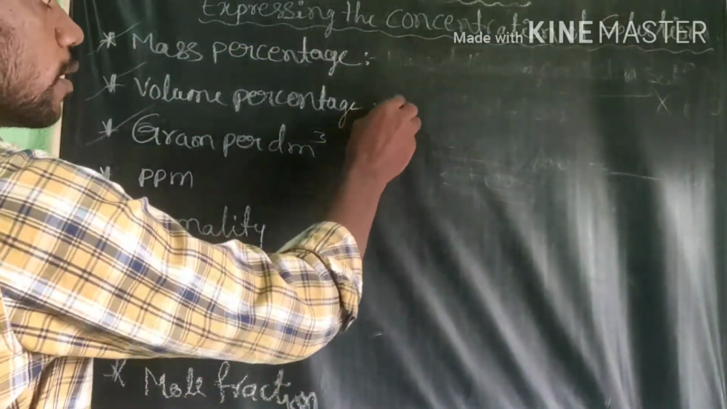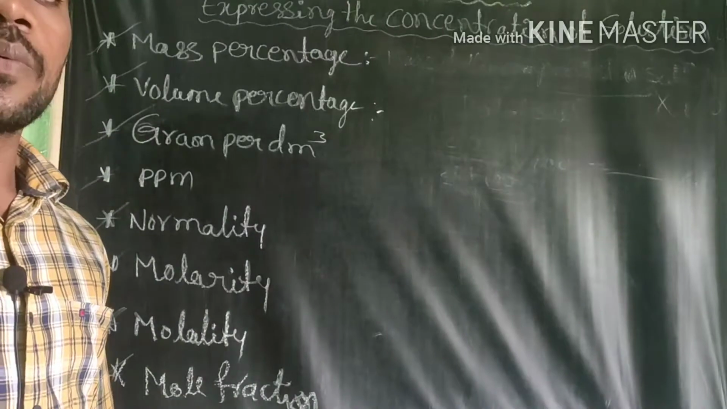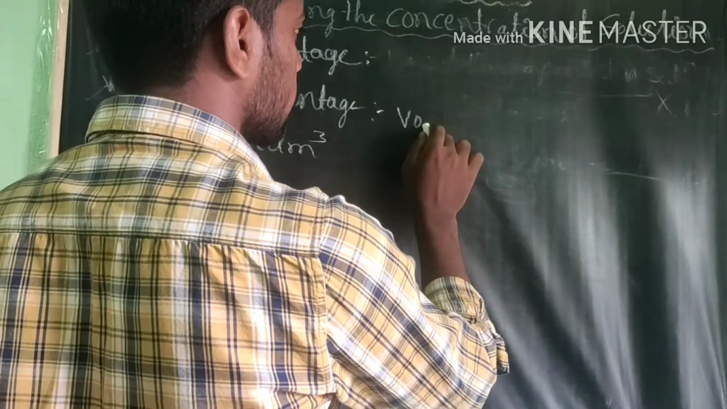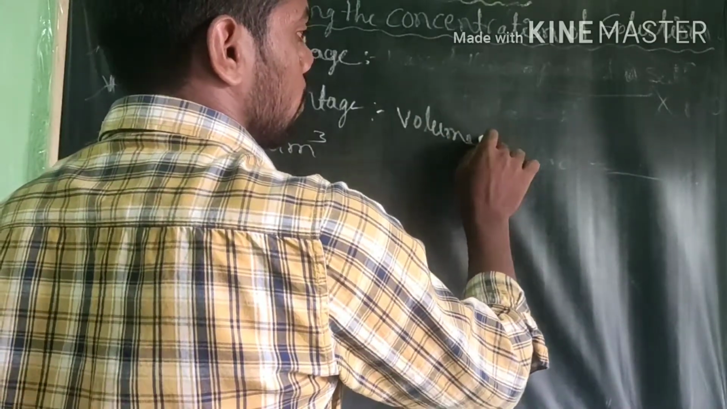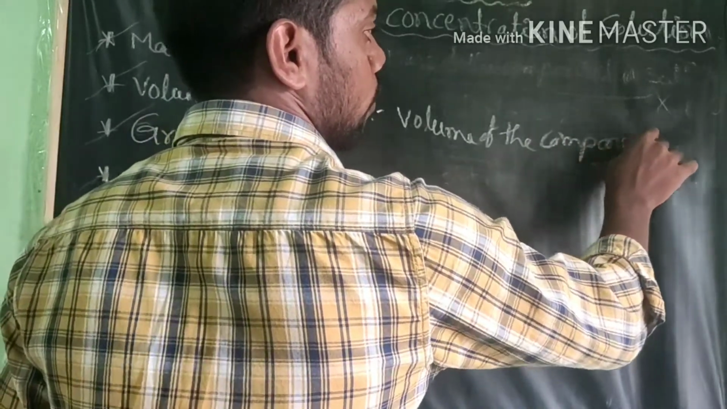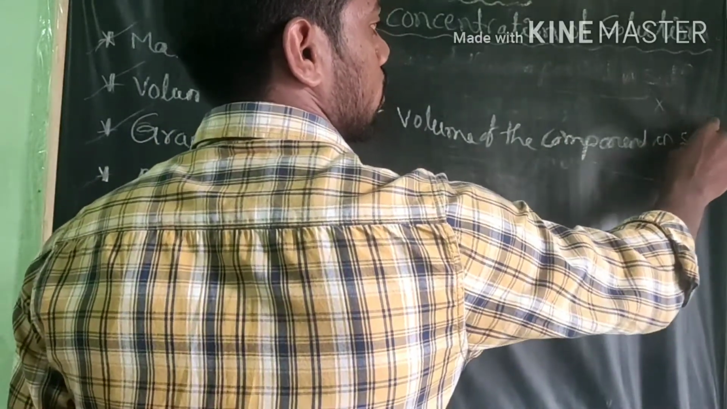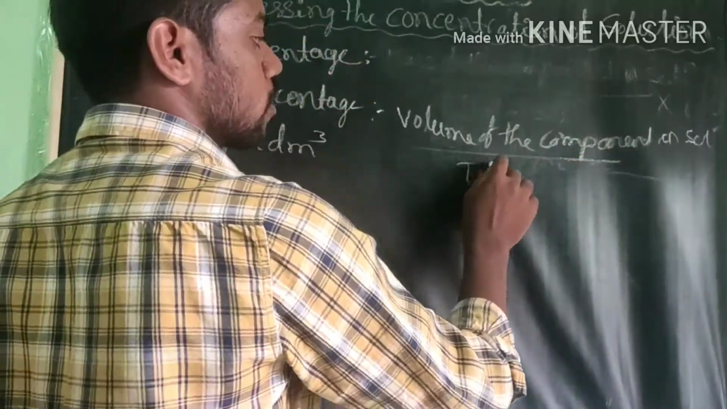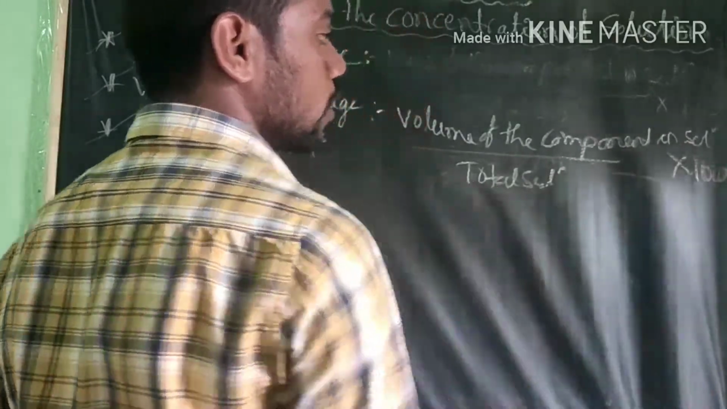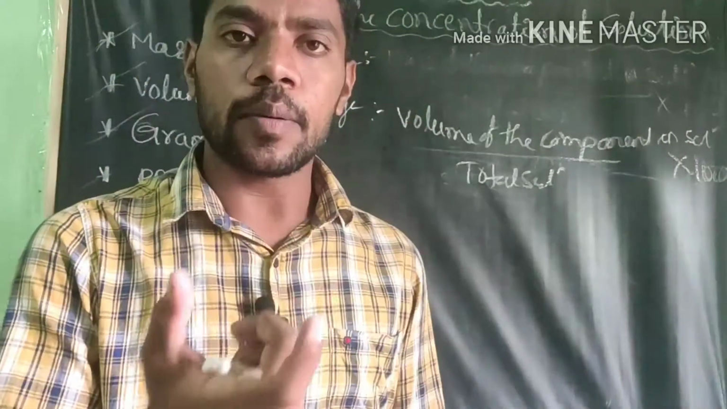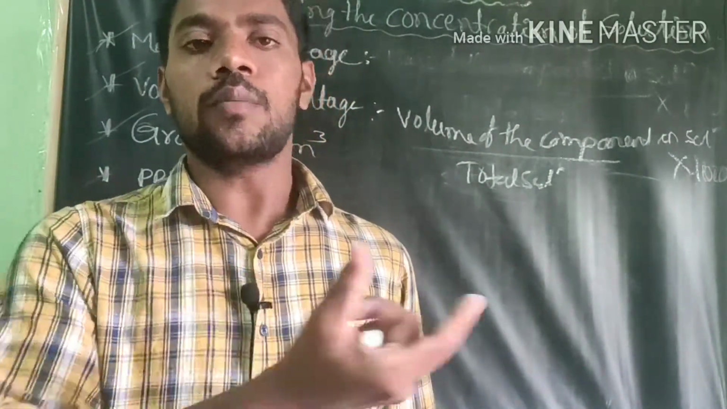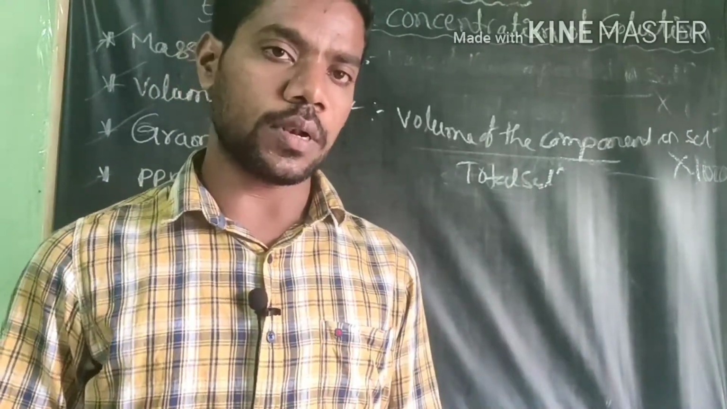Next one, go for the volume percentage. You see here the volume of the component in a solution divided by total solution into 100. The volume of a component in a solution divided by total volume into 100. Volume of component divided by total volume into 100.